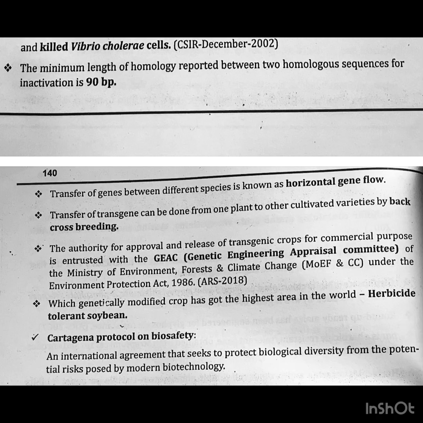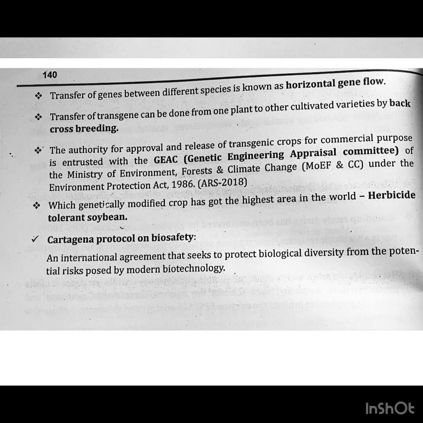Question asked in ARS 2018: Which genetically modified crop has got the highest area in the world? That is the herbicide tolerant soybean. Cartagena Protocol on Biosafety is an international agreement that seeks to protect biological diversity from the potential risks posed by modern biotechnology.